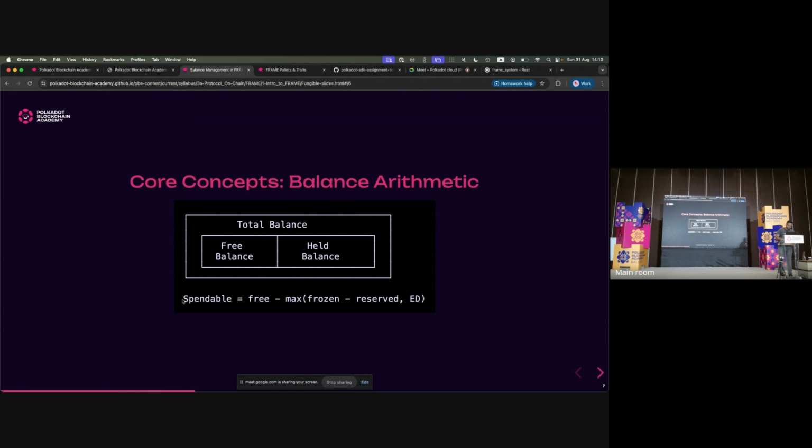I put a formula of how much money you can spend. Honestly, this is very tricky, and sometimes this is actually not true. But basically I will show you. I introduced a few more words here: frozen, reserve, a lot of confusing terminology. Do I have a slide on these terms? No. Okay.